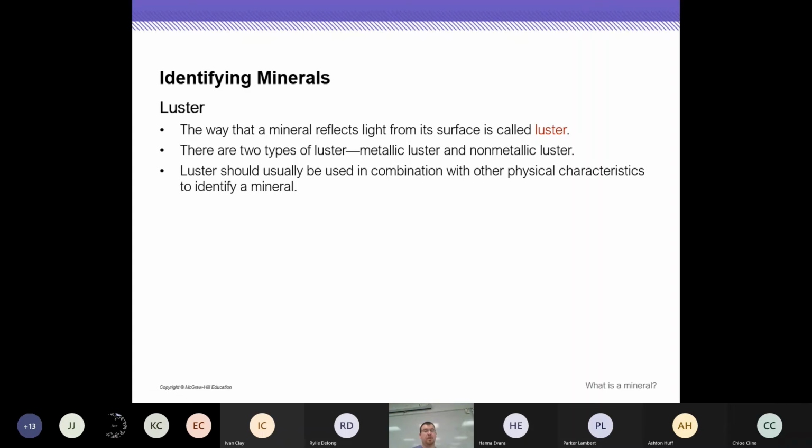All right. In this, then we got luster, and you've heard me talk about luster before in the class where I said luster is a big fancy word for saying, oh, shiny. And there's two separate types of luster. The first one is what you're most accustomed to. It's a metallic luster, which is a metal shiny, and a non-metallic luster, which is a non-metal shiny. And this luster should usually be used in combination with other physical characteristics to identify a mineral. Like I said before on crystal form, we're going to use multiple of these characteristics to identify our minerals. We're not just going to use one of them.